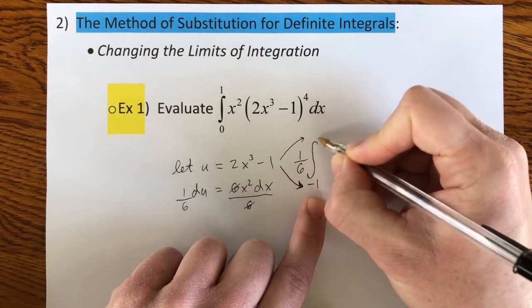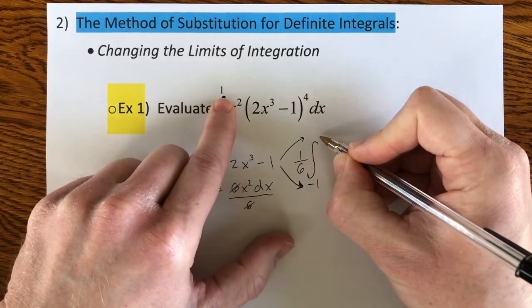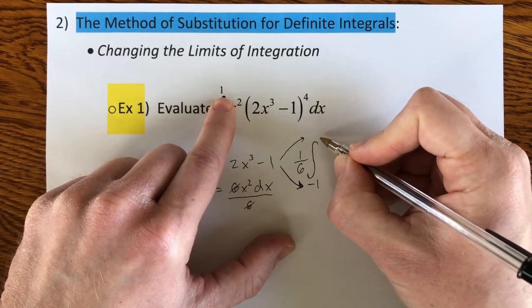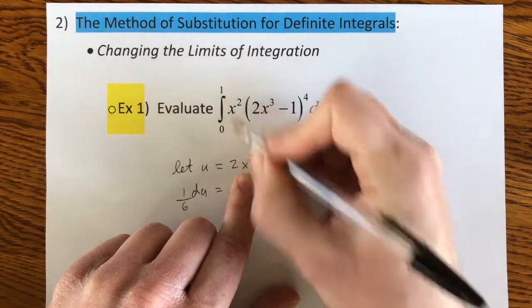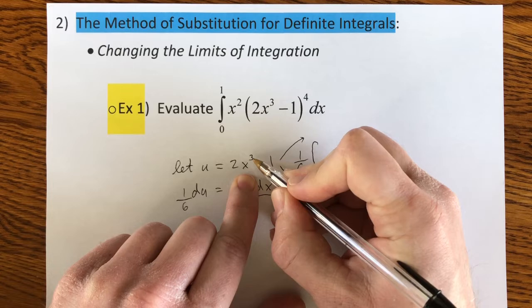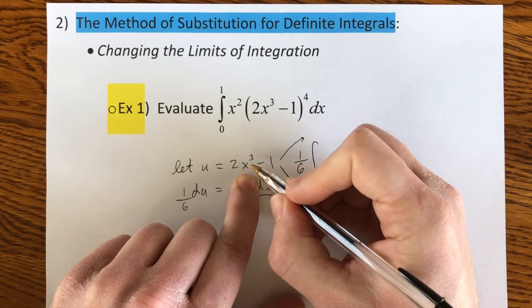Okay, let's determine our new upper limit of integration. Same process. Go to your original upper limit, it's 1. Plug it in, right here. So plugging in 1 right here would give us 1 cubed, that's 1. 2 times 1 is 1. Excuse me, 2 times 1 is 1.